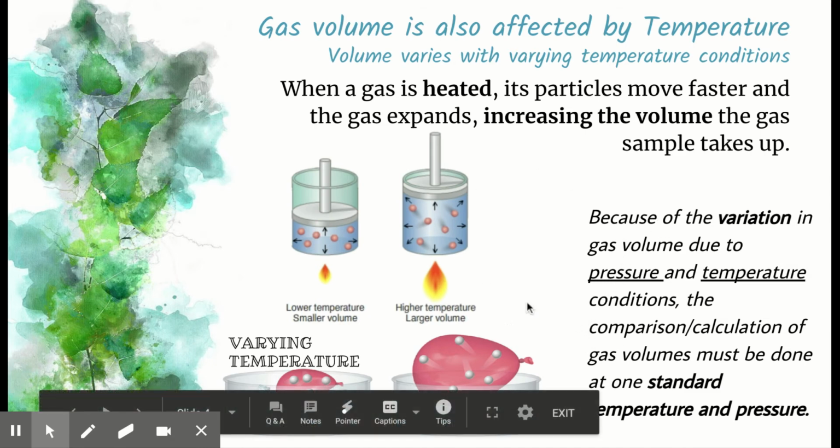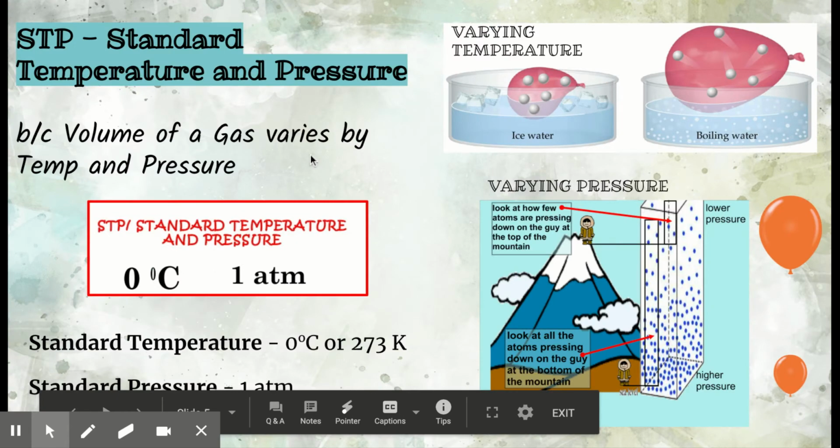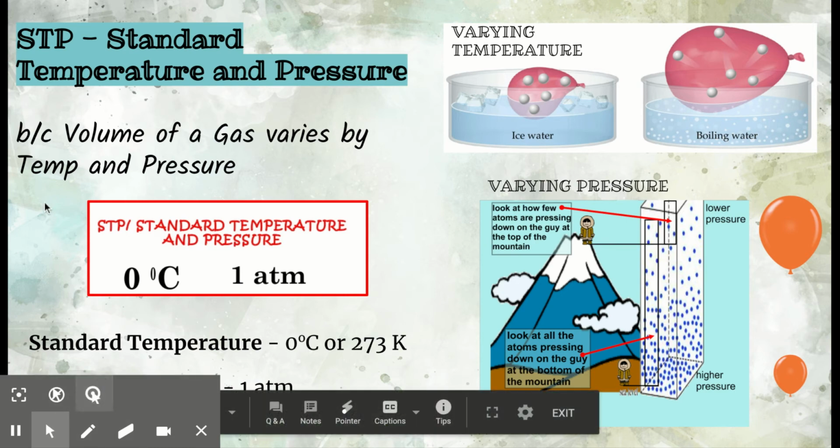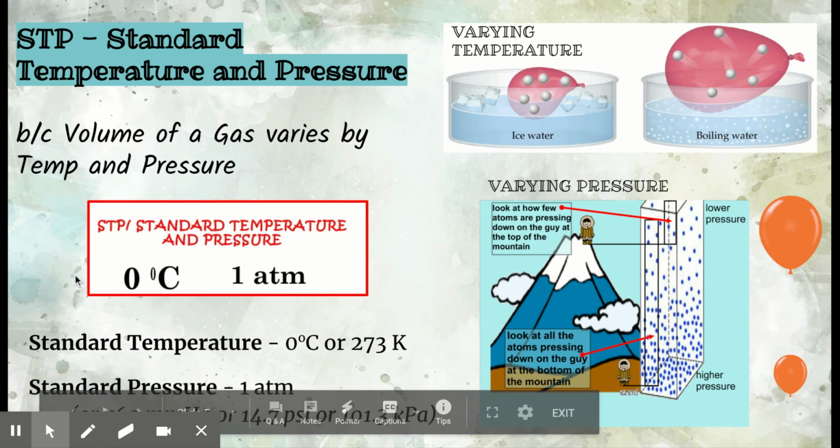And so because of these variables, we have one set standard temperature and pressure. That set is called the standard temperature and pressure. It is abbreviated STP. Okay, so STP, and it is defined as 0 degrees Celsius and 1 atmosphere pressure.